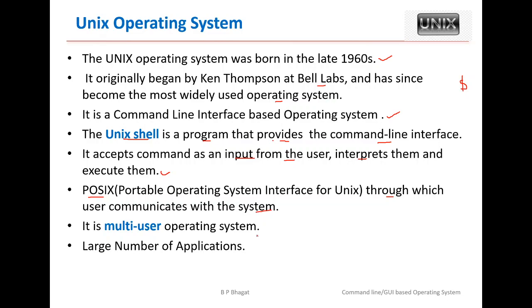Now, one of the basic differences between the MS-DOS operating system and the Unix operating system is that Unix is a multi-user operating system. As we have seen, MS-DOS is a single user operating system. This is a multi-user operating system. That means more than one terminal or user is connected with different computers or different terminals. And a large number of applications are there within the Unix operating system in order to manage or perform various operations related to the user.